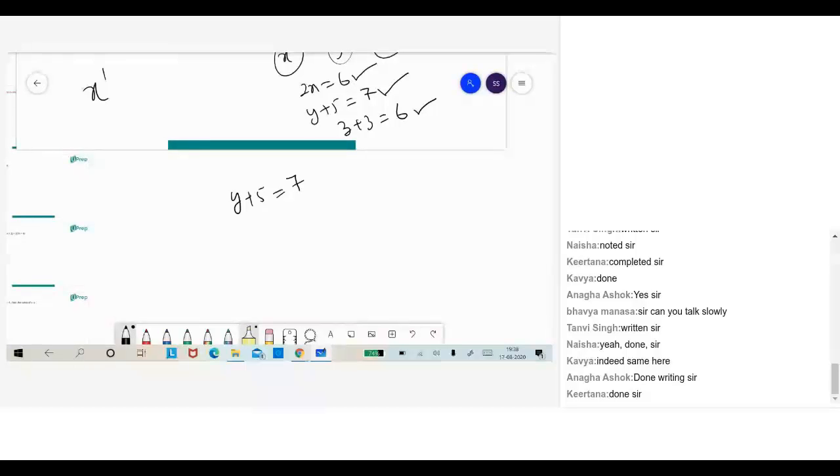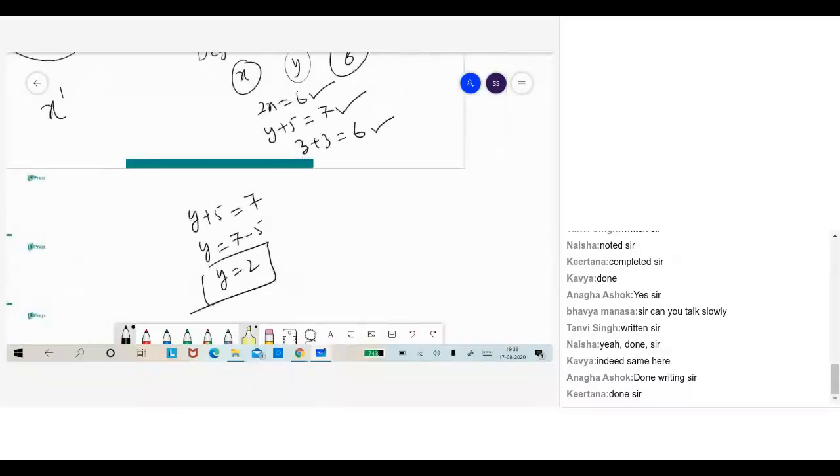Now, if I want to find the solution of this, what do you have? Obviously, y is equal to 7 minus 5. So y is equal to 2 is the solution. So finding the solution of this linear equation in one variable is very simple. Does that make sense? Let me give you another example.